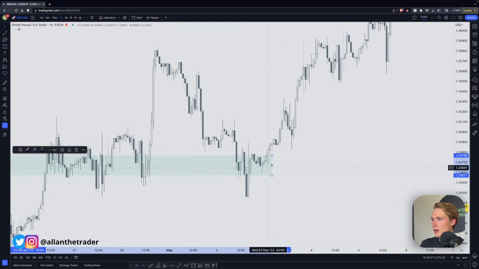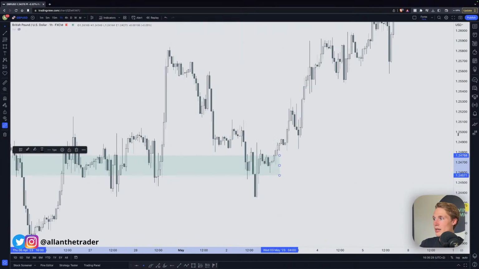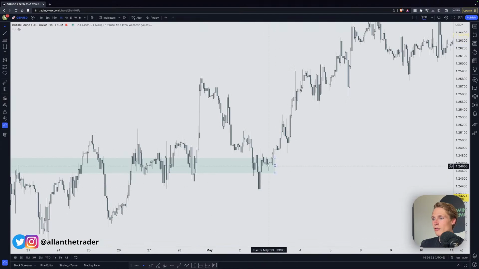So this is, for example, a demand zone. You could have placed your entry here. You would have had to place your stop loss wide enough, otherwise you would be stopped out, but this was a possible entry.